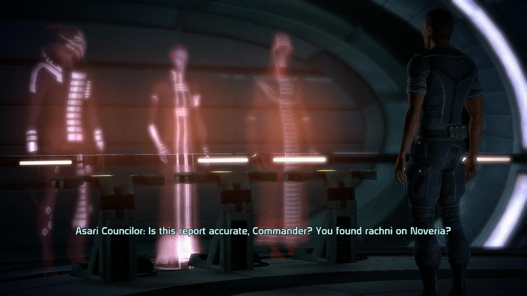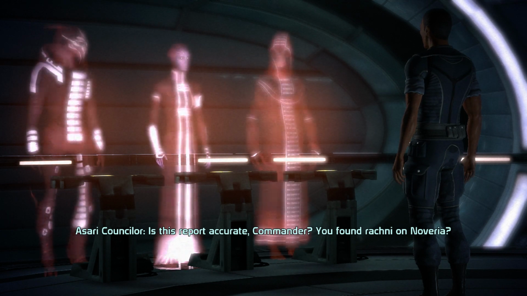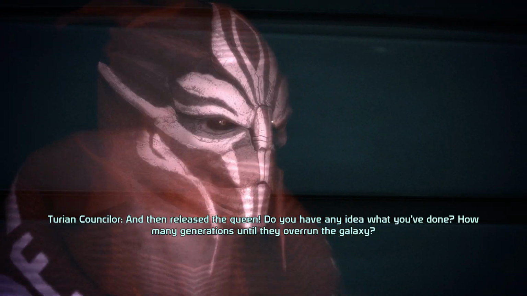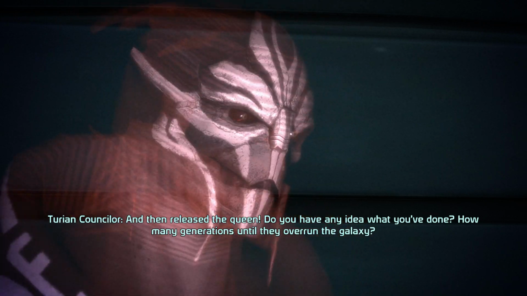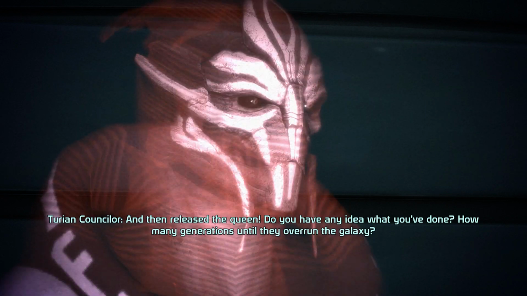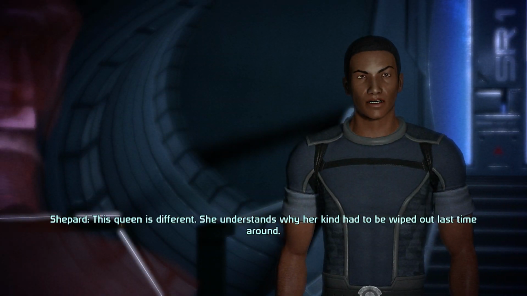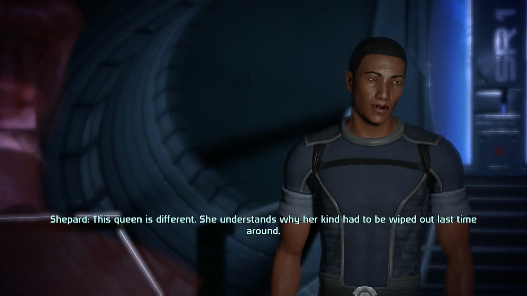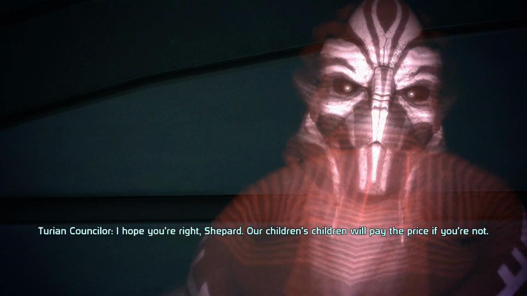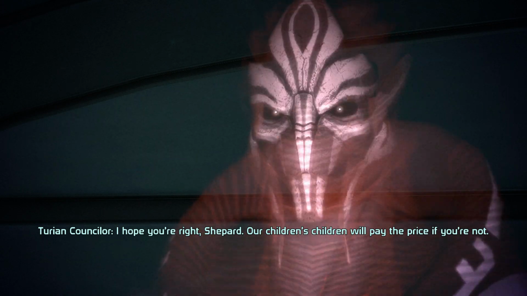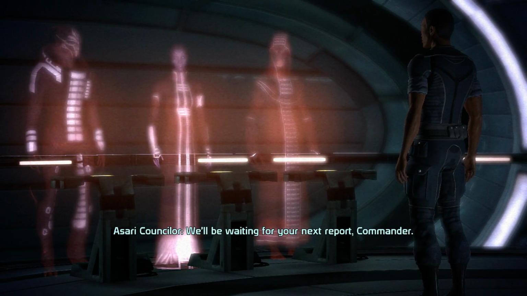Is this report accurate, Commander? You found Rachni on Noveria? And then released the Queen. Do you have any idea what you've done? How many generations until they overrun the galaxy? This Queen is different. She understands why her kind had to be wiped out last time around. I hope you're right, Shepard. My children's children will pay the price if you're not. We'll be waiting for your next report, Commander.